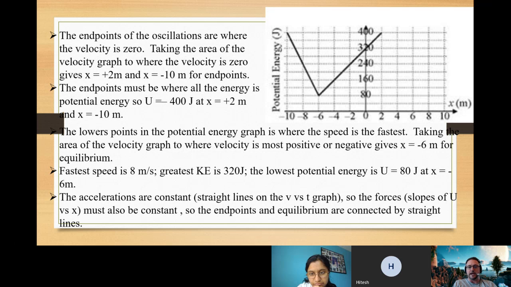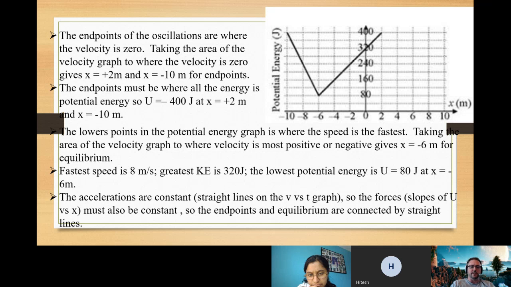So -6 was right here, and this is where you had both potential energy and kinetic energy, and added up it equaled 400 because it was 80 plus 320. So that's how you got the 400 there. And that's how you got that piece there. That was the second piece we did. So again, we're describing how we got these 2 points, taking the area. We're describing how we got this point, again, taking the area.